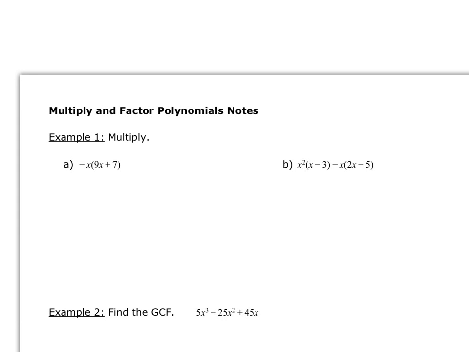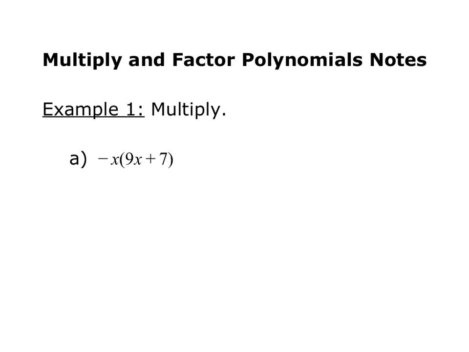So, multiplying polynomials. Today we're going to multiply a monomial by a binomial. Tomorrow we're going to multiply different types of polynomials together. Today we're just multiplying a monomial by a binomial. So let's start with example 1a.